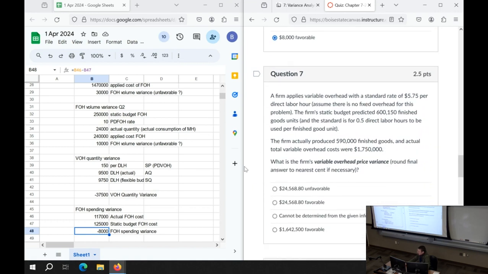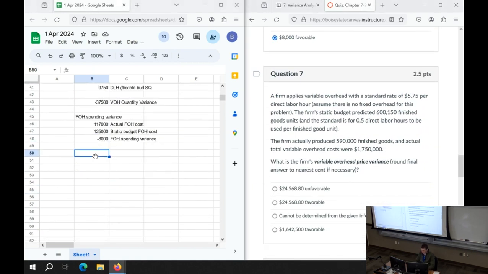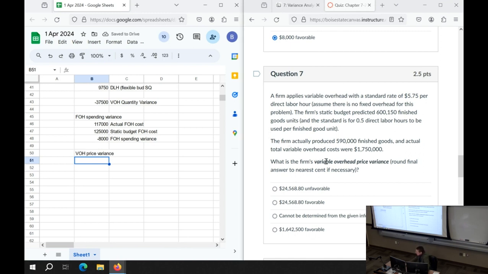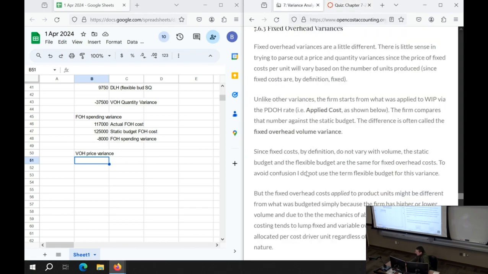Okay, we have variable overhead price variance now. This is our last of the four flavors. All right, so we want variable overhead price variance. Let's look real quick at that equation.